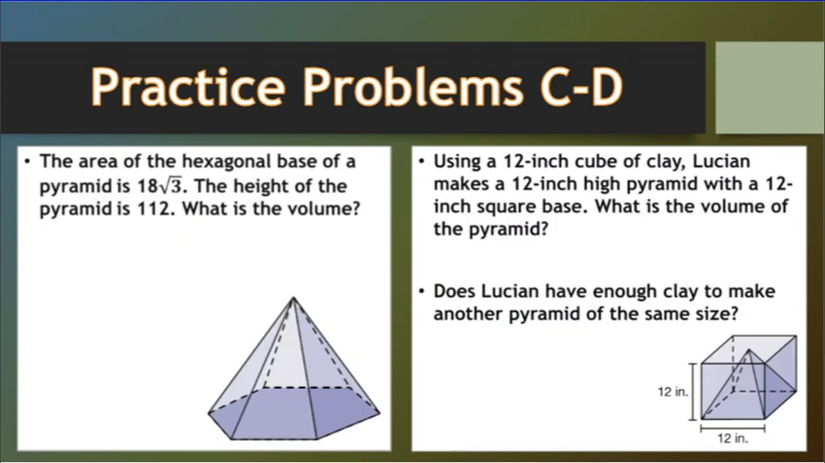And our last one here. The area of the hexagonal base of a pyramid is 18 square root of 3. The height of the pyramid is 112. What is the volume? So I take my 1/3 times the area of the base, which is 18 square root of 3, times the height, which is 112. And I can simplify here, divide by 3 here, divide by 3 here, and get 6. 6 times 112 gives us 672 times the square root of 3, and our units would just be units cubed.